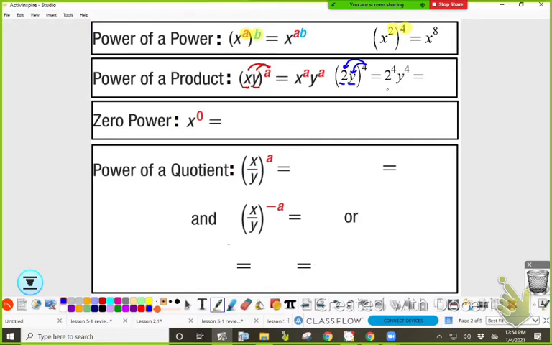But you do need to simplify this 2 to the 4th power. If you don't know that math in your head, that's completely fine. Just use your calculator. 2 to the 4th means 2 times itself 4 times. Does anybody know that number? 2 times 2 times 2 times 2. Yeah, 16. Y to the 4th.